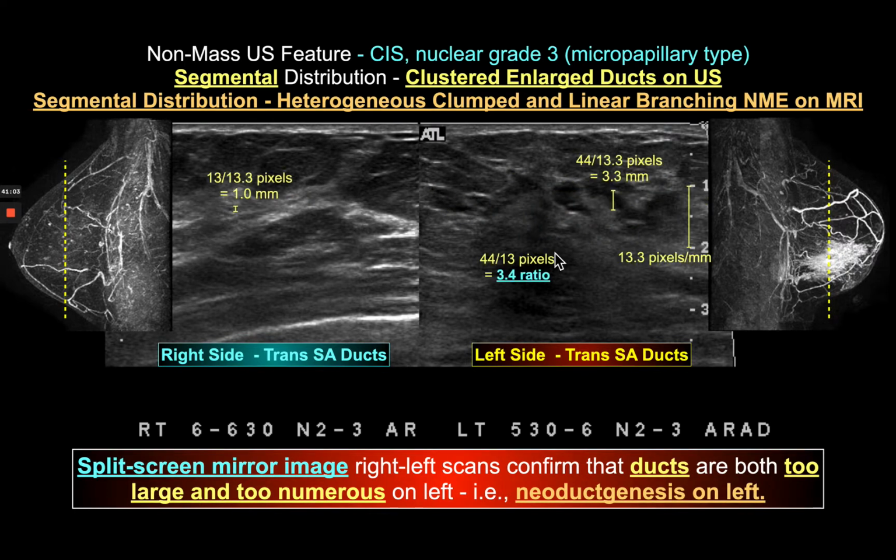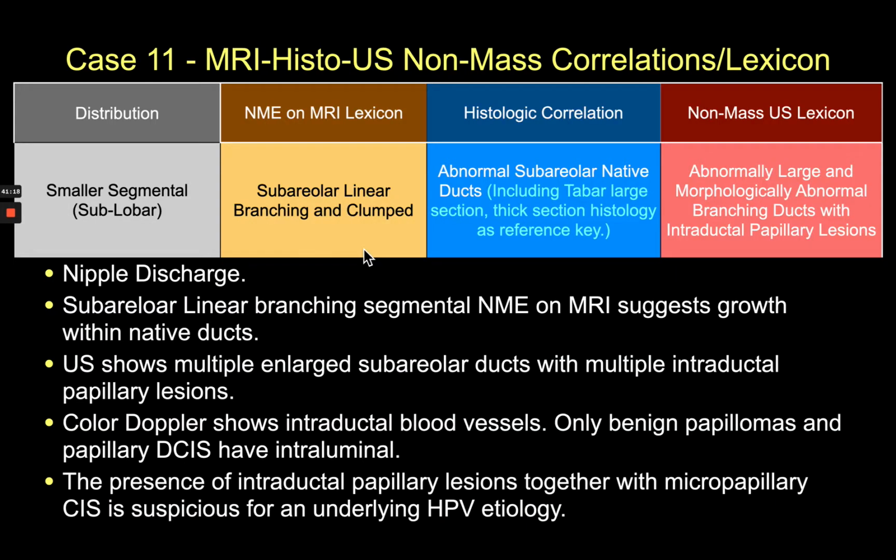And again, when I look at the size, the ratio here of the neoducts is more like 3 to 1 to normal ducts rather than the 5 to 1 that I was seeing in the native ducts. But I really like split screen mirror image scanning for documenting the concept of neoduct genesis. All right, here's another case.